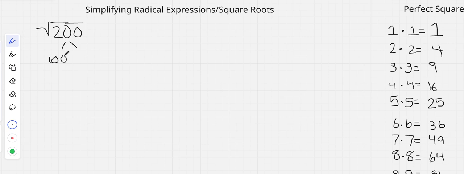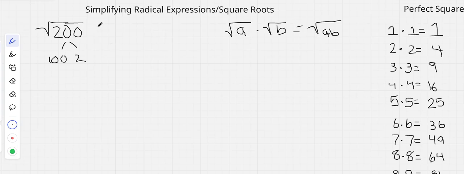100 times 2. Now let's be reminded of our principles of multiplication for square roots, all right? If the square root of A and the square root of B are real numbers, then the square root of A times the square root of B is equal to the square root of A times B. All right?